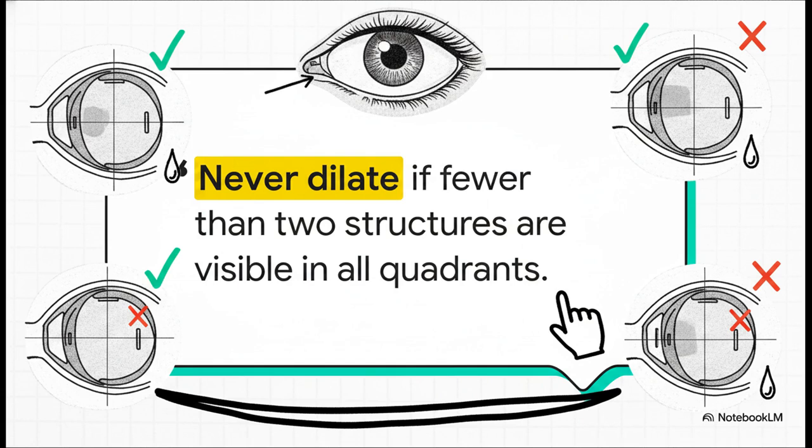And this right here is the ultimate takeaway of our explainer today, straight from Dr. Dirk J. Boyesen's clinical guidelines. The golden rule is never dilate if fewer than 2 structures are visible in all quadrants. That is the 2+ rule in a nutshell. Schwalbe's line is structure 1. The trabecular meshwork is structure 2. If you can't see both of those in every single quadrant, you do not dilate. It's a simple, non-negotiable threshold for patient safety.